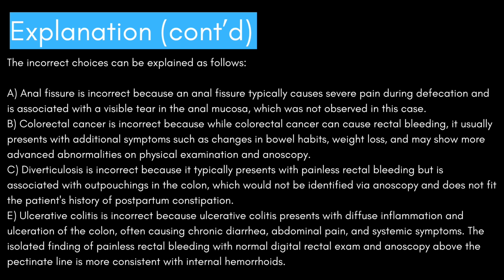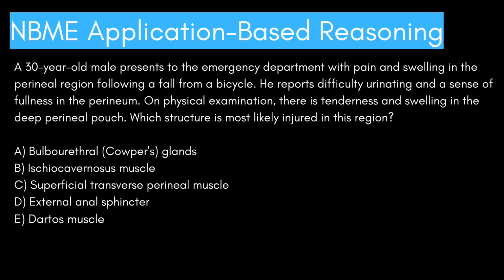All right, now that we have covered this question, let's move on to look at the next question. A 30-year-old male presents to the emergency department with pain and swelling in the perineal region following a fall from a bicycle. He reports difficulty urinating and a sense of fullness in the perineum. On physical examination, there is tenderness and swelling in the deep perineal pouch. Which structure is most likely injured in this region?